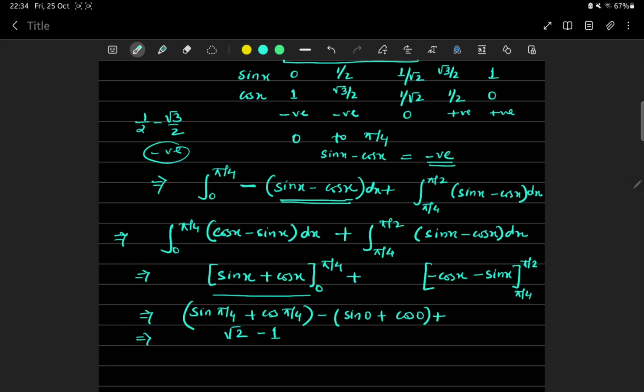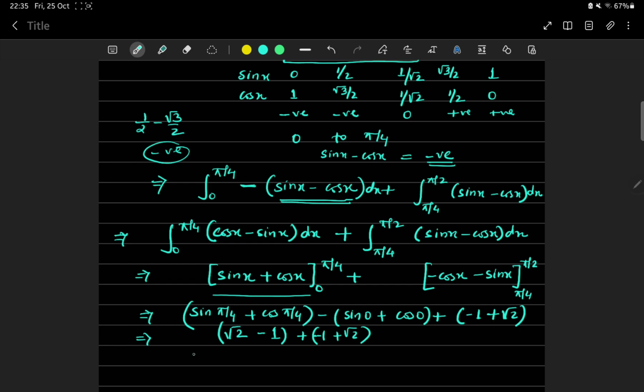Now here onwards, again you have to put the upper limit minus lower limit. If you put the upper limit, then cos 90 will be 0 and sin 90 is 1, so you will get a minus 1 here. And when we put pi by 4, we will get minus 1 by root 2 and minus 1 by root 2. So it will become minus root 2, and we have to put a negative sign also while subtracting upper limit minus lower limit. So ultimately we are going to get 1 minus 1 plus root 2.